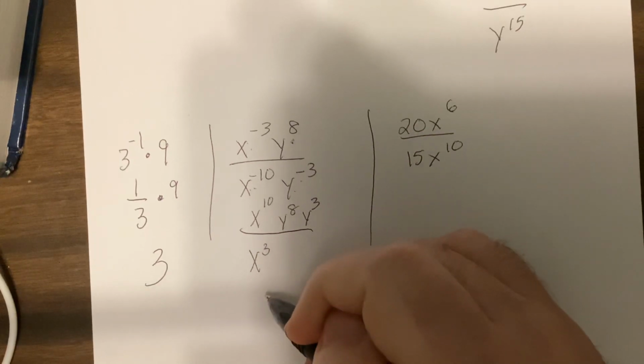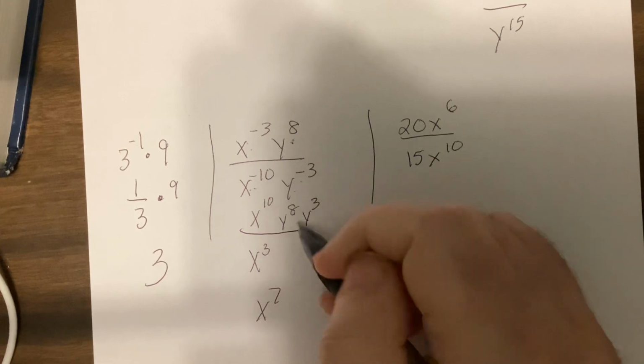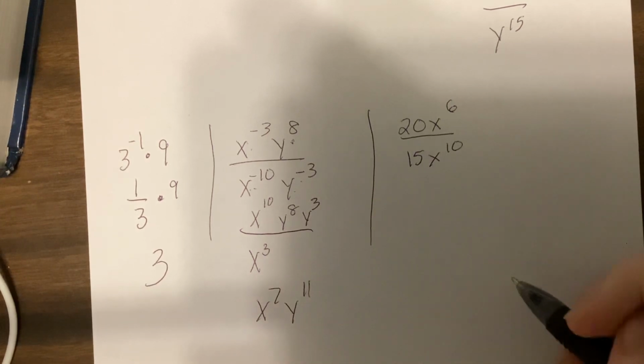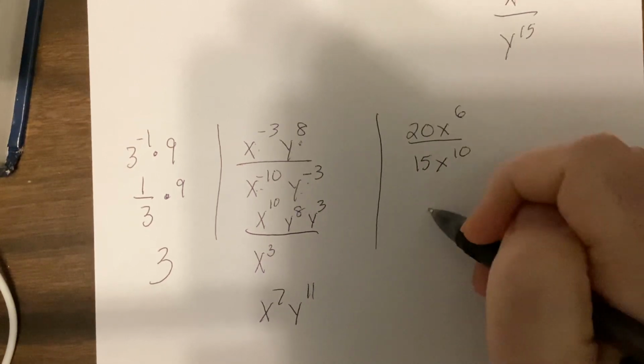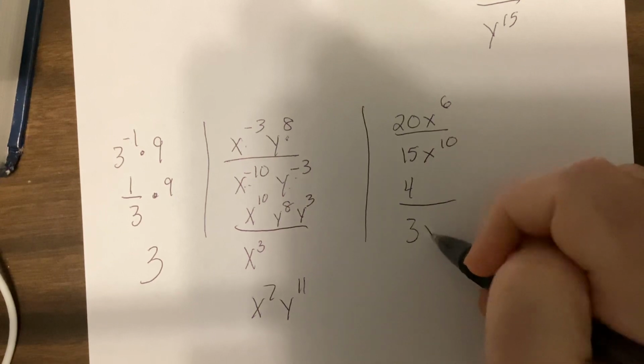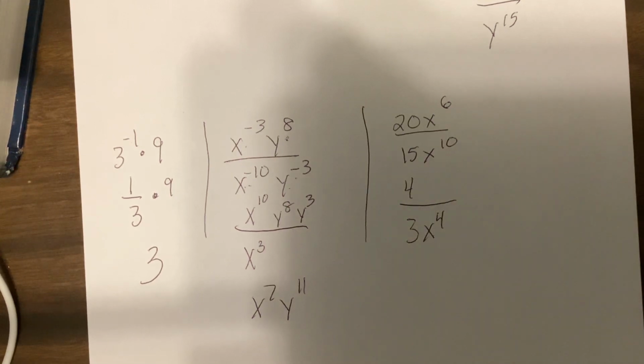Divide two things, so it'd be x to the 7th. When you multiply two things in the same base, you add. Reduce the fraction, so that would be 4/3, x to the 4th.